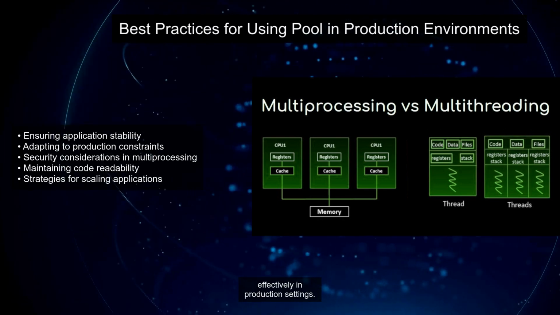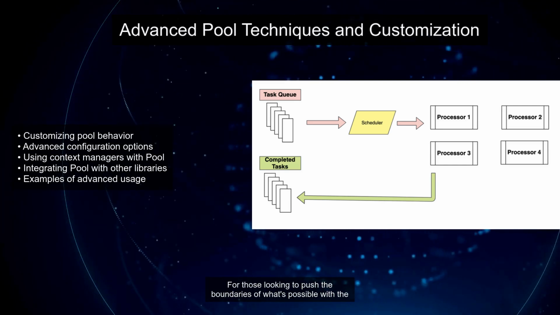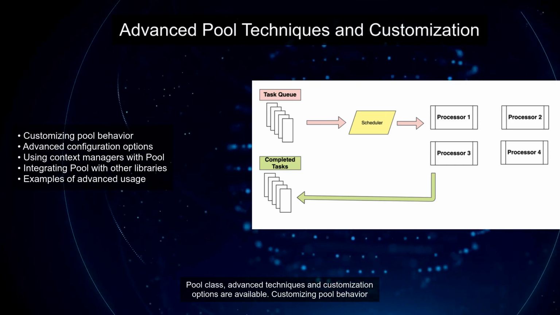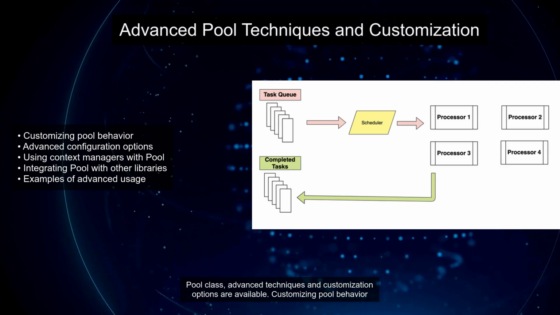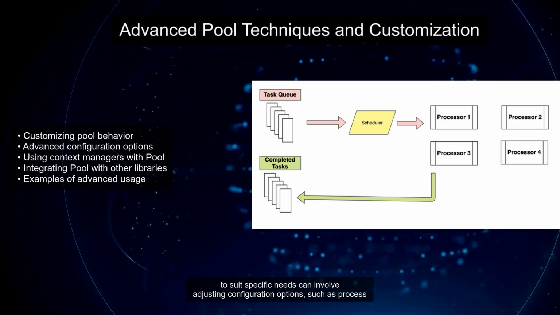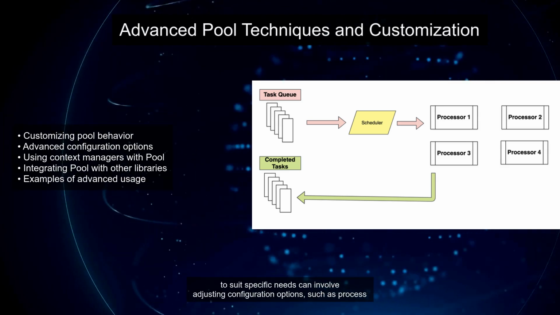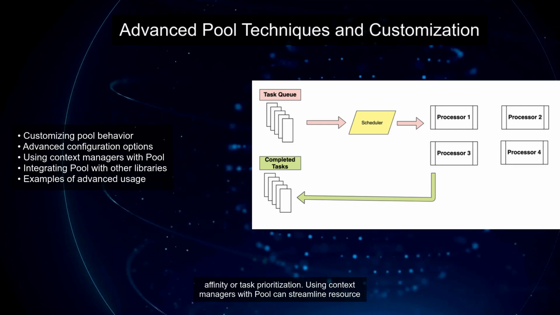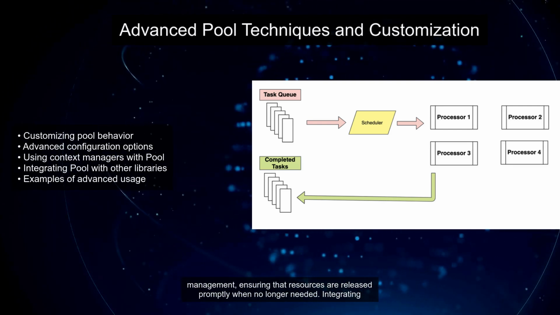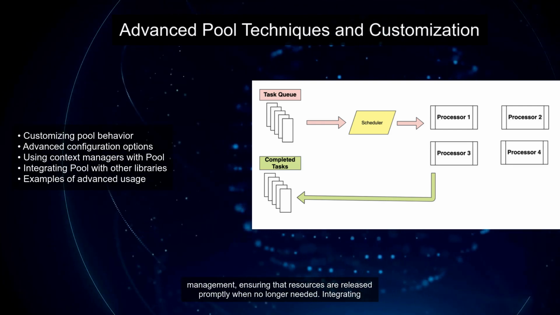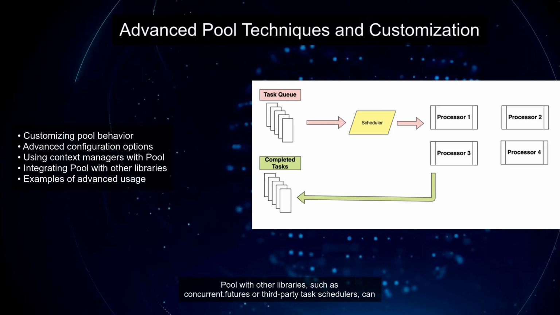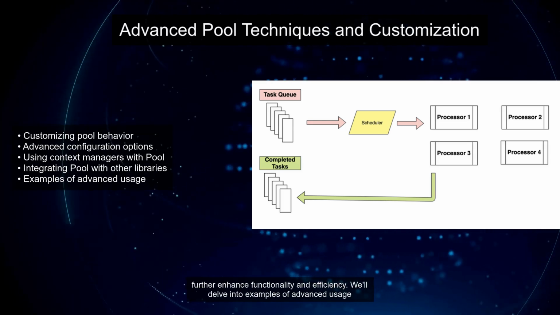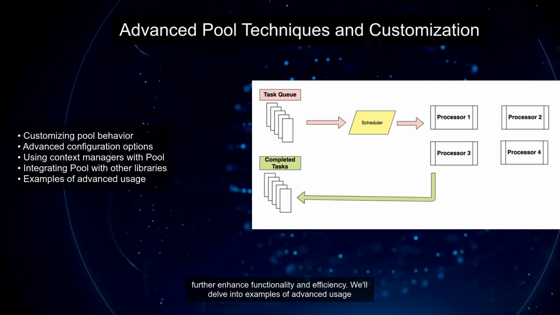in production settings. For those looking to push the boundaries of what's possible with the Pool class, advanced techniques and customization options are available. Customizing Pool behavior to suit specific needs can involve adjusting configuration options, such as process affinity or task prioritization. Using context managers with Pool can streamline resource management, ensuring that resources are released promptly when no longer needed. Integrating Pool with other libraries, such as concurrent.futures or third-party task schedulers, can further enhance functionality and efficiency.